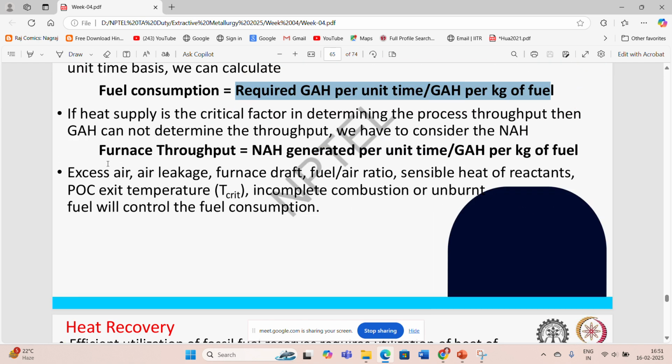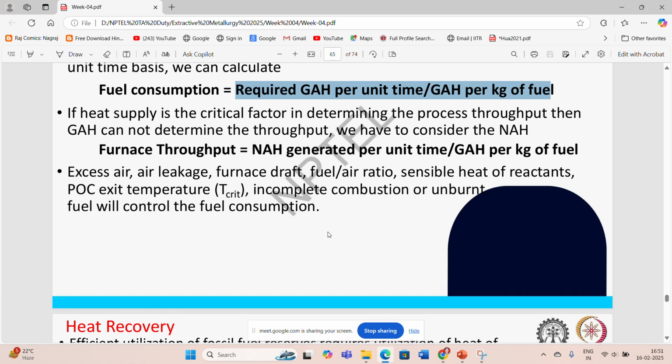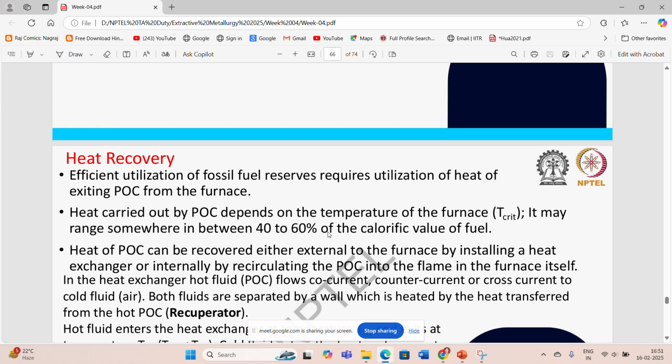So the factors of air leakage, furnace draft, fuel to air ratio, sensible heat of reactant, POC exit temperature, and incomplete combustion or unburnt fuel will control the fuel consumption during any heat treatment operation or furnace operation.